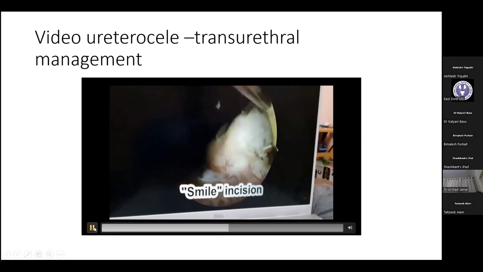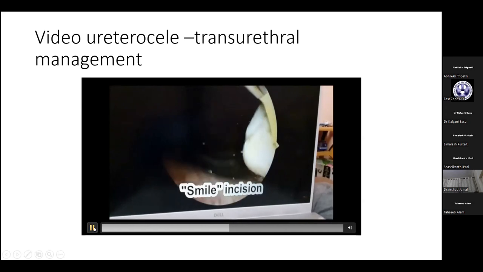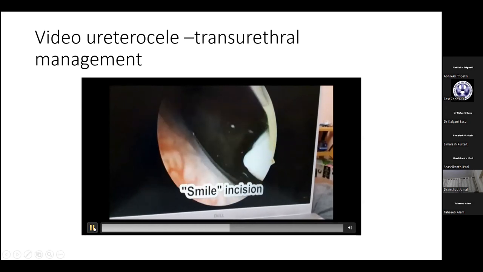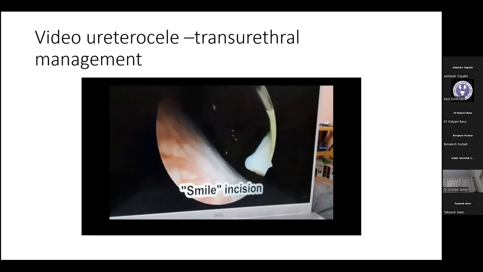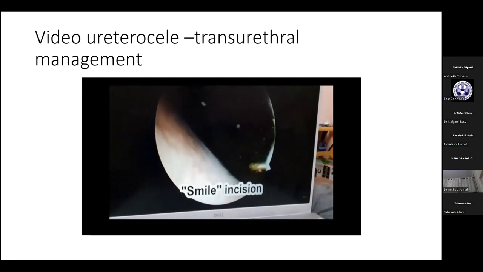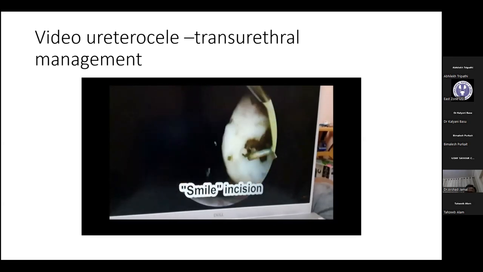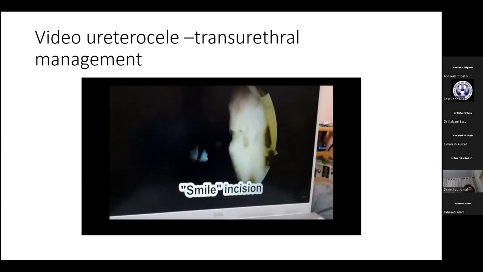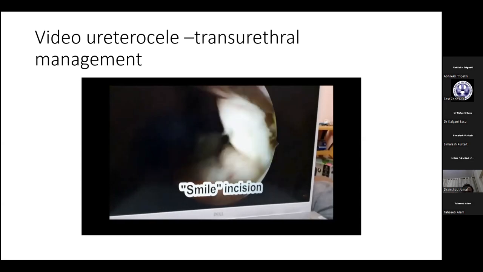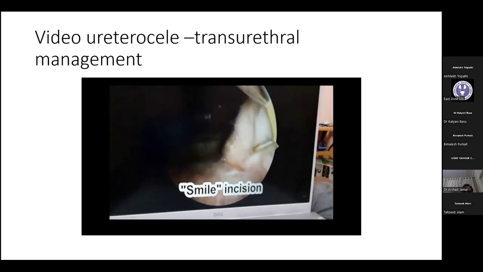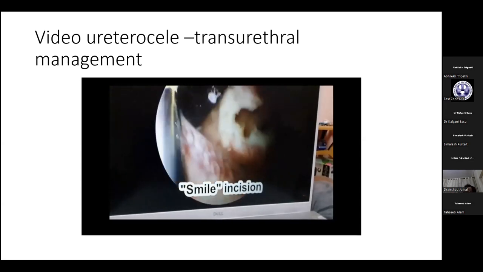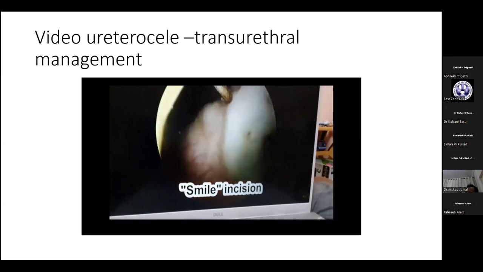Uday sir, any comment for transurethral management? Yes, it is not only good, but it is the best management for the ureterocele. Now the question is when to operate. If an incidental ureterocele is found, whether I will go for the incision or not, or observe.